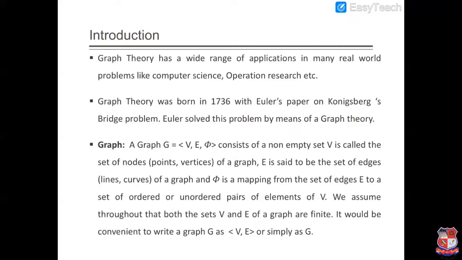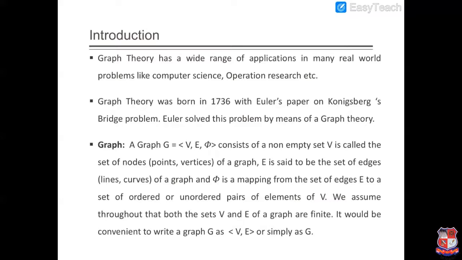Now what is a graph and how can it be defined? A graph G = (V, E, phi) consists of a non-empty set V, called the set of nodes or points or vertices of a graph, and E is said to be the set of edges or lines or curves of a graph, and phi is a mapping from the set of edges E to a set of ordered or unordered pairs of elements of V.